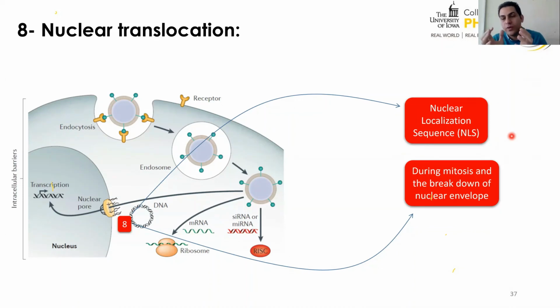However, the easiest or most efficient mechanism by which the plasmid DNA reaches the nucleus is during mitosis and the breakdown of the nuclear envelope. Because when the cells start going into mitosis, they start breaking their nuclear envelope. And when the nuclear envelope breaks, you can easily have your plasmid inside the nucleus when it's formed again. So there are two pathways by which nuclear translocation is achieved. And by this, I finished my eighth barrier. I still have more to say, but now I finished the barriers.